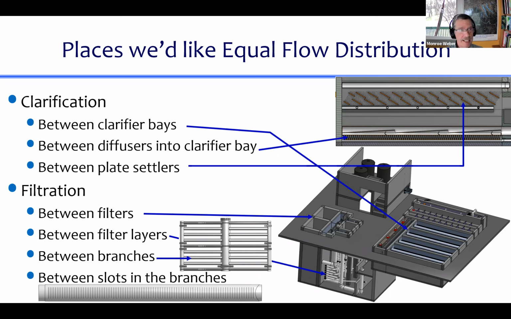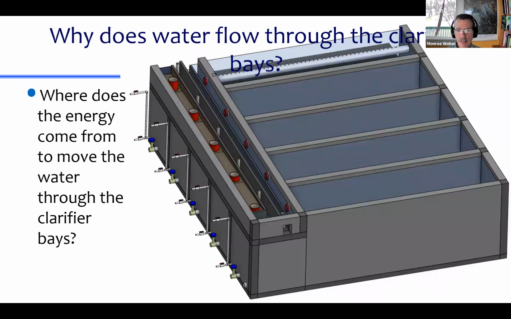So do you see how fine this got? There's so many places where we're assuming that the water is going to just uniformly divide between these multiple paths and everything will be fine. So this is like a review of hydraulics or fluid mechanics. So let's think about, how does this clarifier work? And specifically, why does water move through the clarifier? Where does the energy come from that's pushing the water through these clarifier bays?